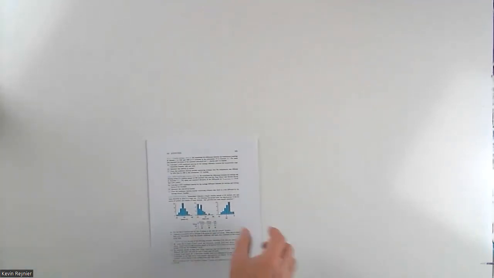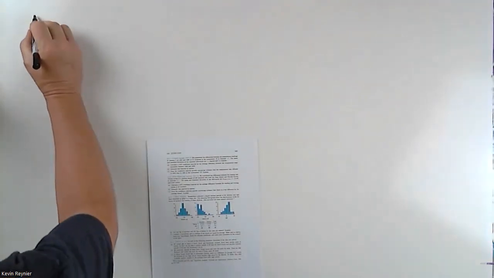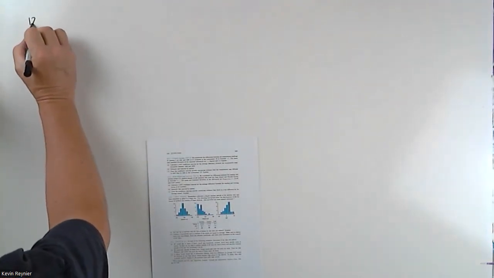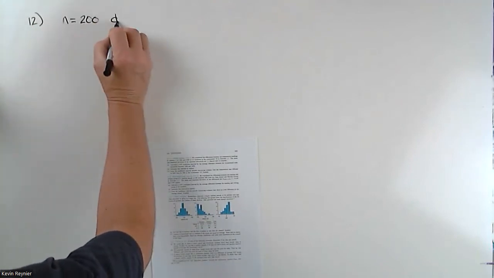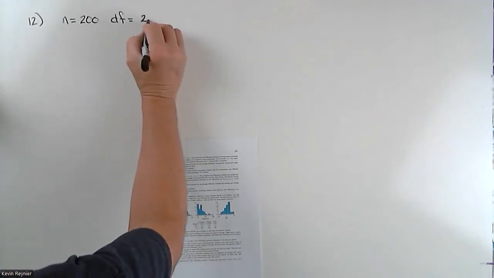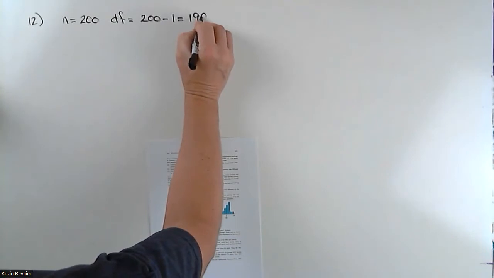Problem 12 says high school and beyond. We considered the difference between the reading and writing scores of a random sample of 200 students who took the high school and beyond survey. The mean and standard deviations. So here's what we have: 200 high school students. Remember, this is problem 12. So n is 200, which means my degrees of freedom is going to be 200 minus 1, or 199.